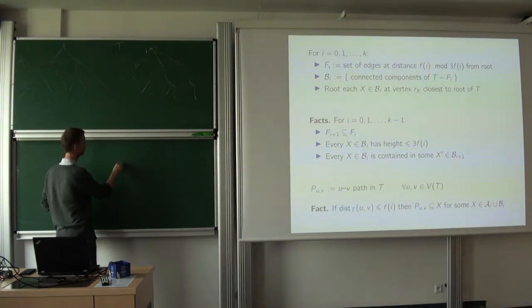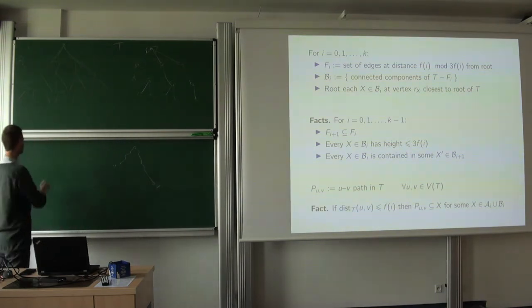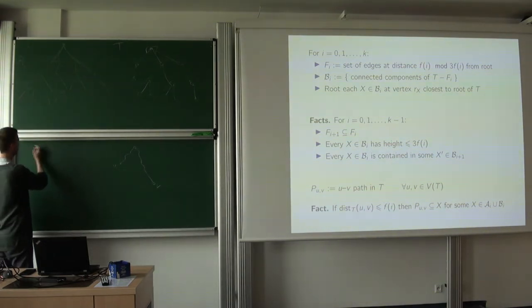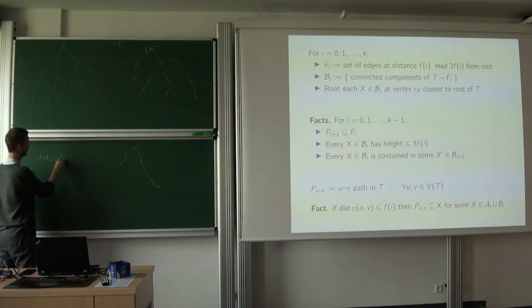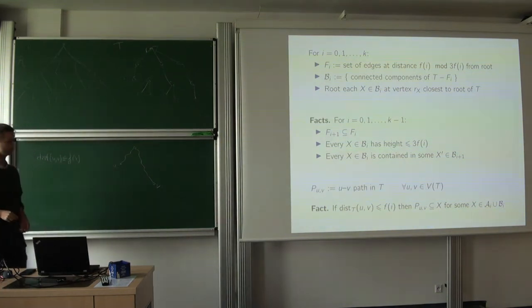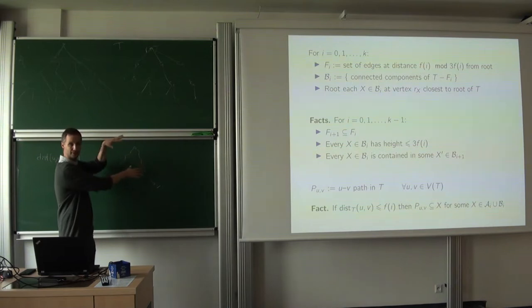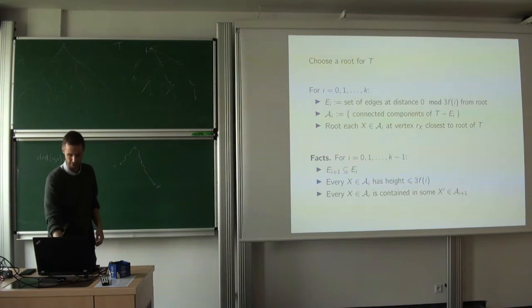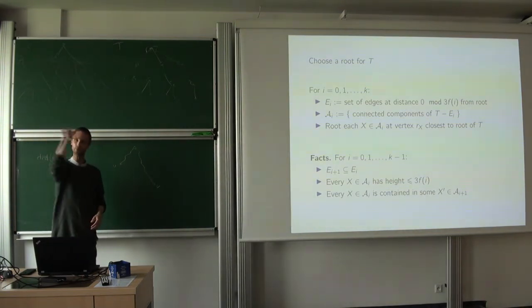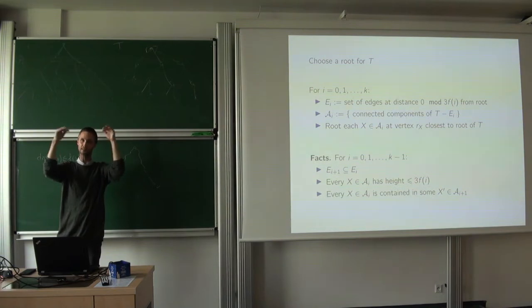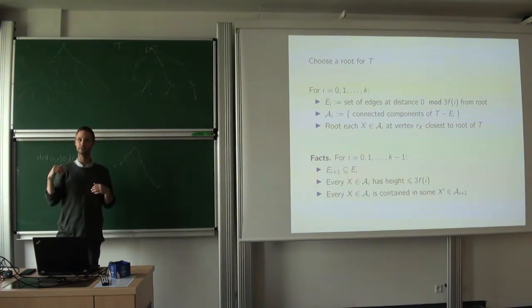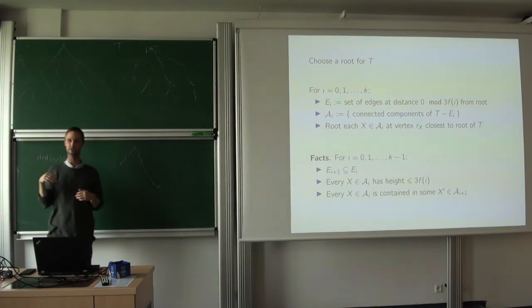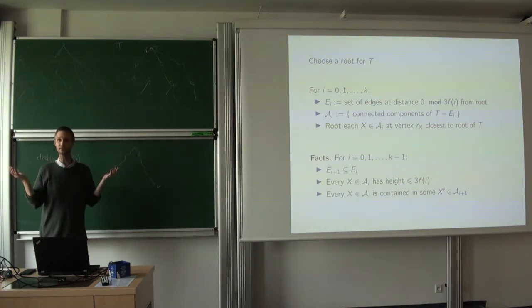So you have some u, v in your tree, and the distance between u and v is at most fi. This path is living somewhere in your tree. Now think of what happened when we defined AI. Let's go back to the definition of AI. We removed all the edges in between two consecutive rows where these edges were at distance 0 mod 3fi. So every 3fi layers, we remove all the edges between two consecutive layers. And there are two things that can happen.